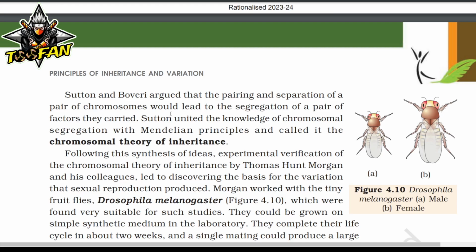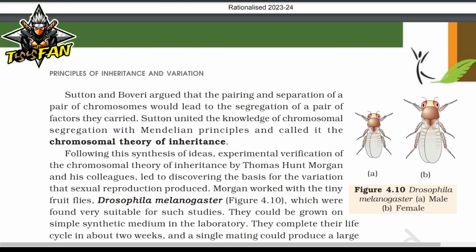Following this synthesis of ideas, experimental verification of the chromosomal theory of inheritance by Thomas Hunt Morgan and his colleagues led to discovering the basis of the variation that sexual reproduction produced. Morgan worked with the tiny fruit flies, Drosophila melanogaster, which were found very suitable for such studies. They could be grown on a simple synthetic medium in the laboratory. They complete their life cycle in about 2 weeks.